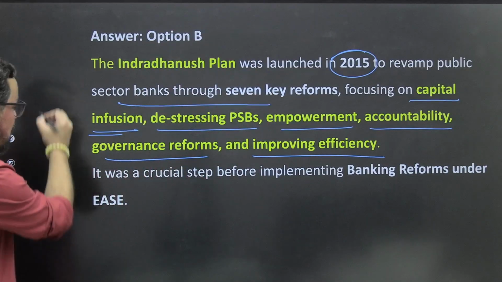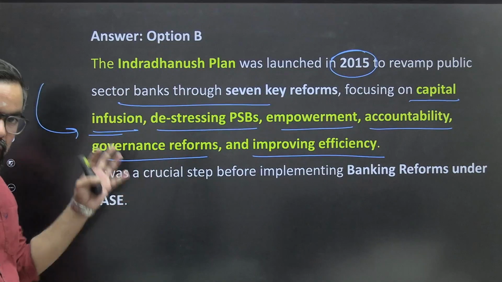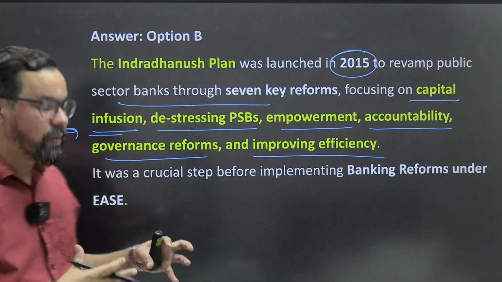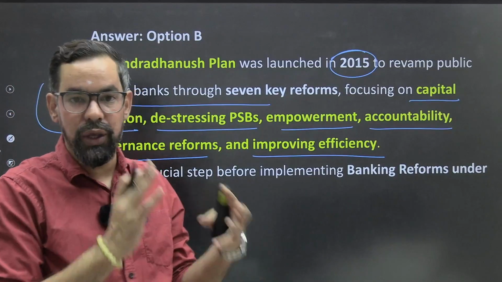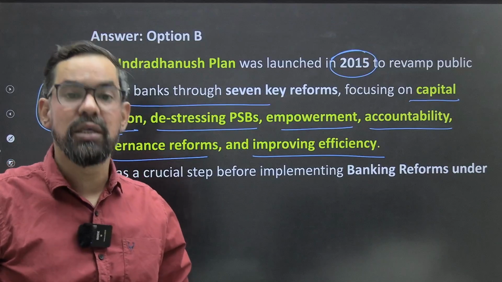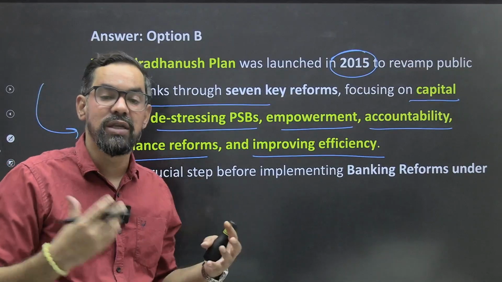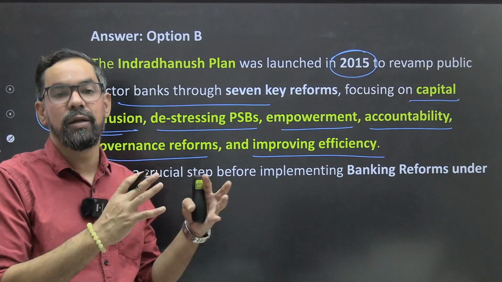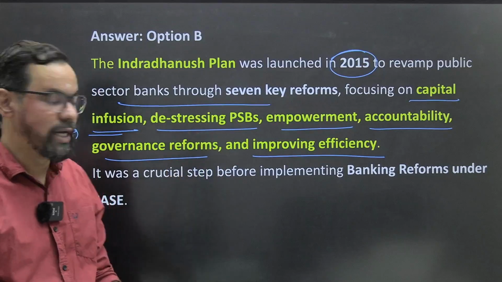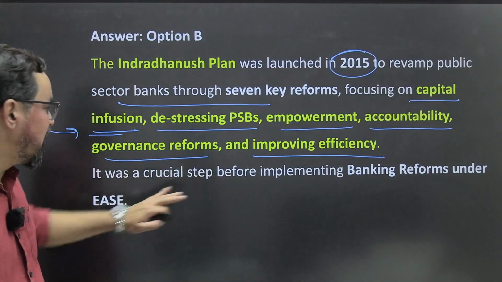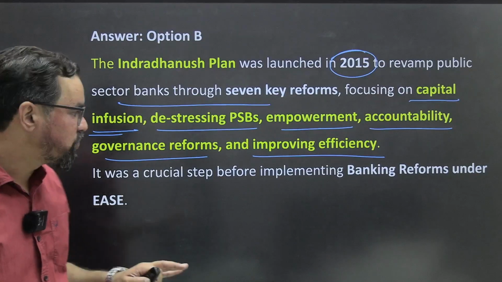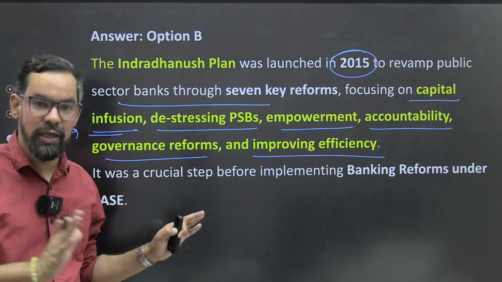ठीक है, so इंद्रधनुष होता है ना आपका rainbow, there are 7 colors. So again, under this particular plan also, the government came up with 7 key steps or key measures or key areas, with which they are trying to improve the overall health of those particular public sector banks. ठीक? It was a crucial step before implementing banking reforms under EASE. ठीक है, तो अभी आपका EASE के थ्रू वो सारी चीजें की जाती हैं.